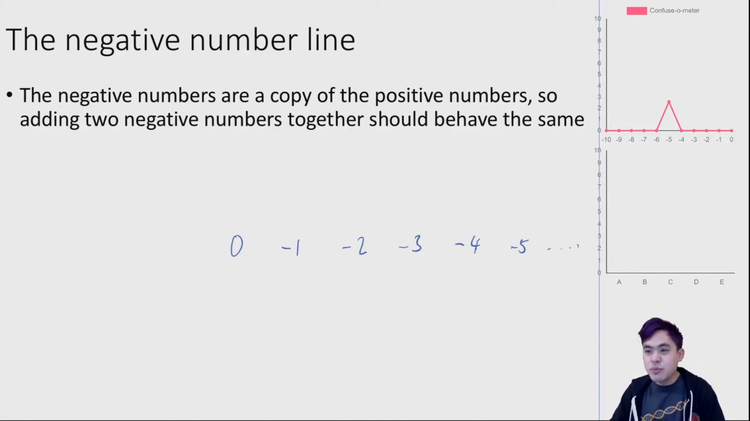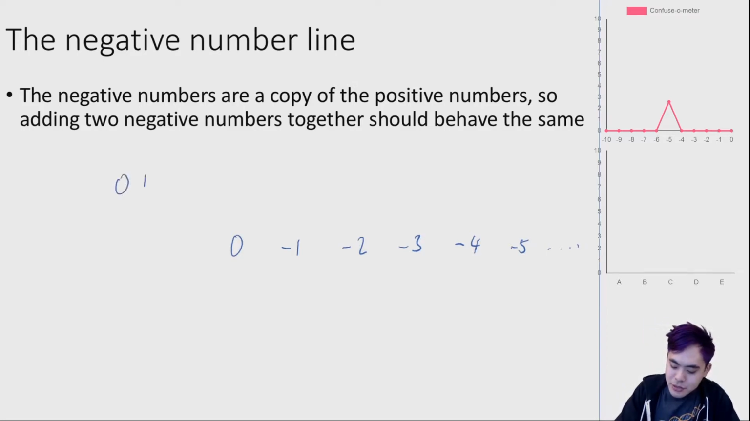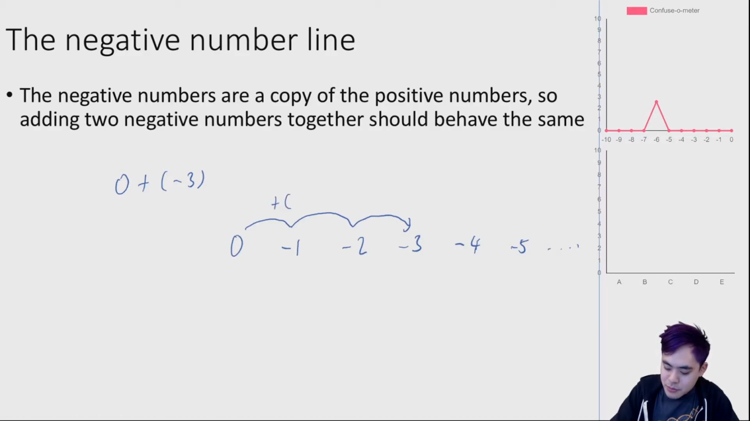Well, then you should be able to do the same sort of thing with negative numbers that you did with positive numbers, right? So 0 plus minus 3 would be the same as going from here, 1, 2, 3. So this is plus minus 3. And then if you go another 2, that's plus minus 2.